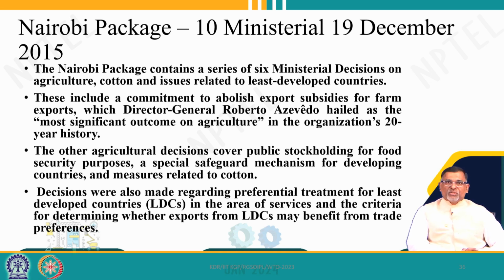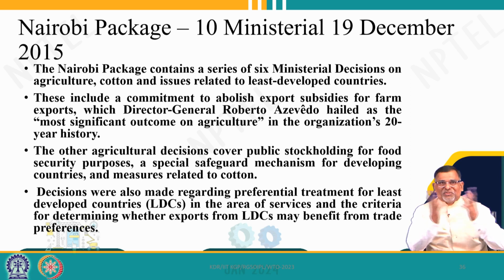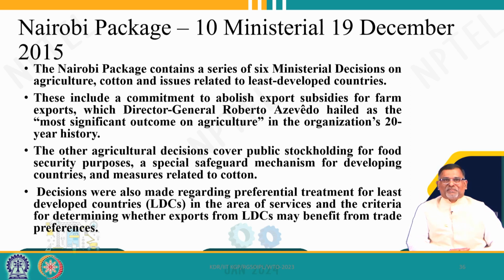What is the Nairobi package? The Nairobi package has given certain concessions to cotton-producing least developed countries. This includes a commitment to abolish export subsidies for farm exports. They said that it is the most significant outcome in agriculture, but I do not think this is the most significant outcome. It is only one decision. Within a period of 20 years, they have taken a decision to include commitments to abolish export subsidies for farm exports, especially relating to cotton and other areas.